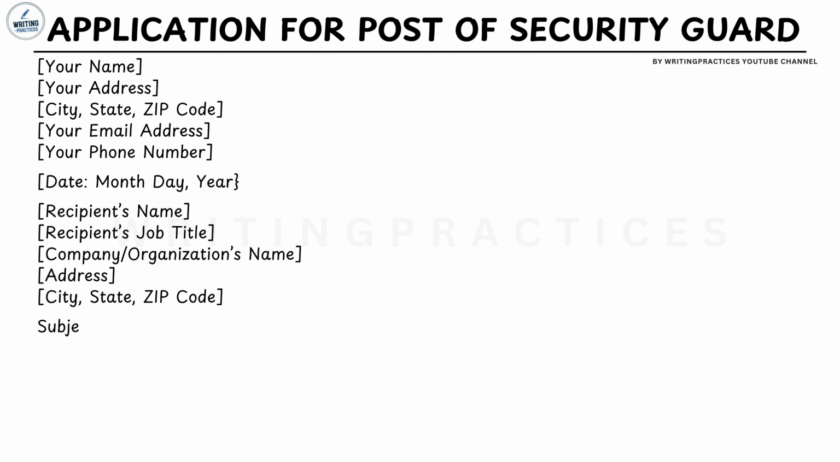Subject line. The subject line follows the recipient's information. It provides a concise summary of the purpose of your letter. For example, application for the position of security guard. This immediately informs the reader of your intent, making your application easy to categorize and process.